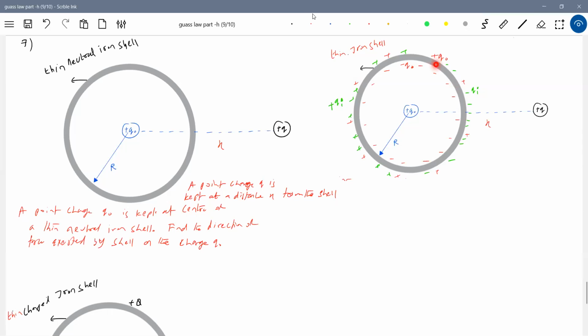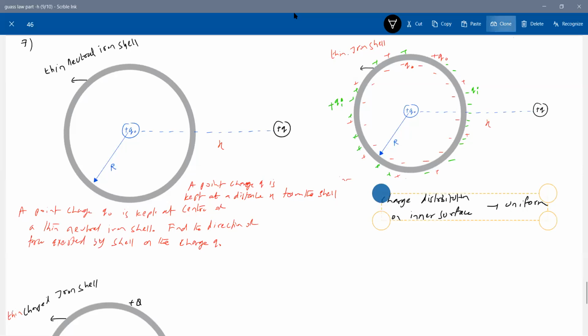Net charge will be zero only, you see: plus Q naught, minus Q naught, plus Qi, minus Qi. What about charge distribution on the outer surface? Will it be non-uniform, or will the inner surface be uniform? This is very important. I'll write it here. Charge distribution on the inner surface: uniform. Charge distribution on the outer surface will be non-uniform.